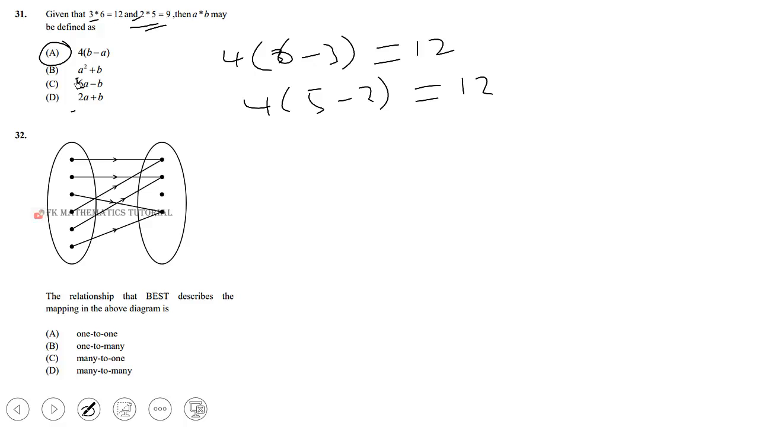So question 32, it says the relationship that best describes the mapping in the above diagram is. So we have many to 1, because we have this and this going on to this. This and this also going on to this. So many to 1 mapping. The correct answer is C.